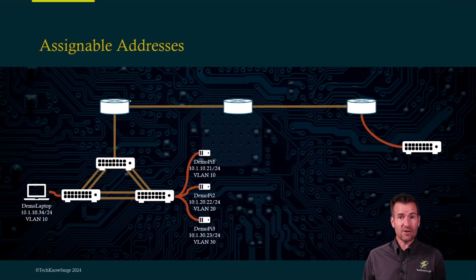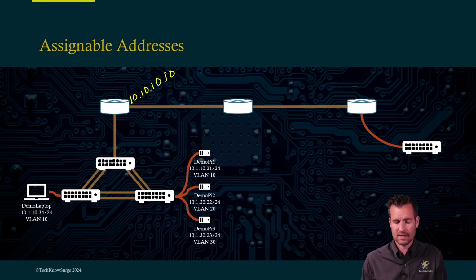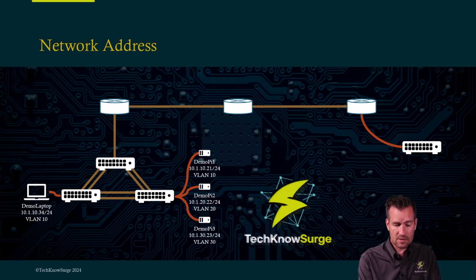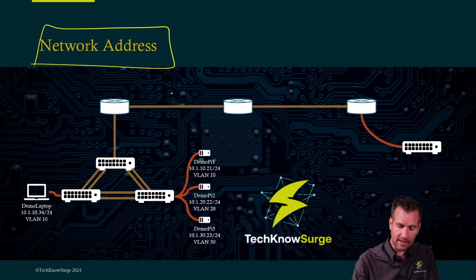So the 2 addresses that are assignable in this range would be 10.10.10.10 that we would assign on one side, and then 10.10.10.11 on the other side. Now, one of the questions that arises is what would be the network address for this? Well, it would still be the first address.